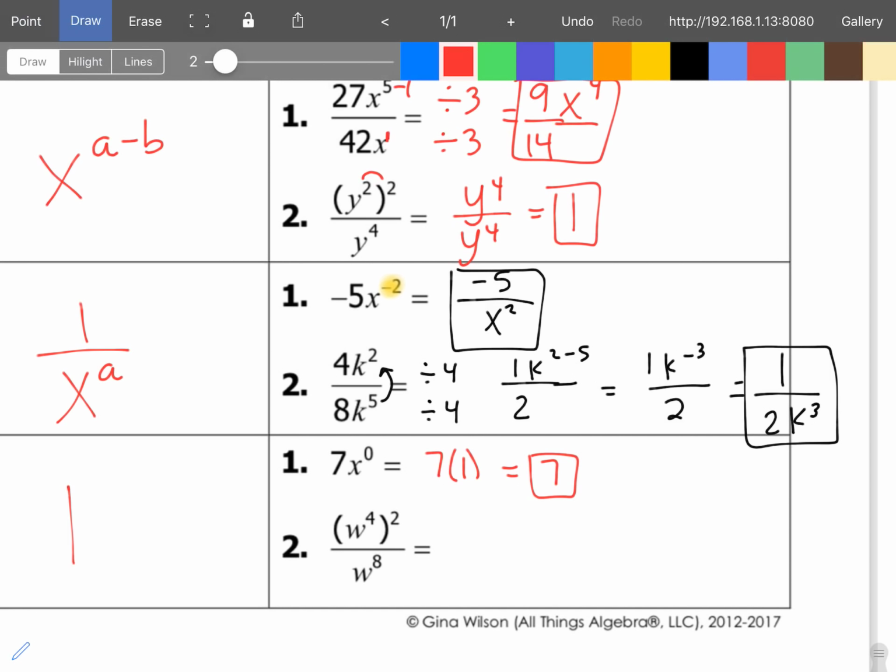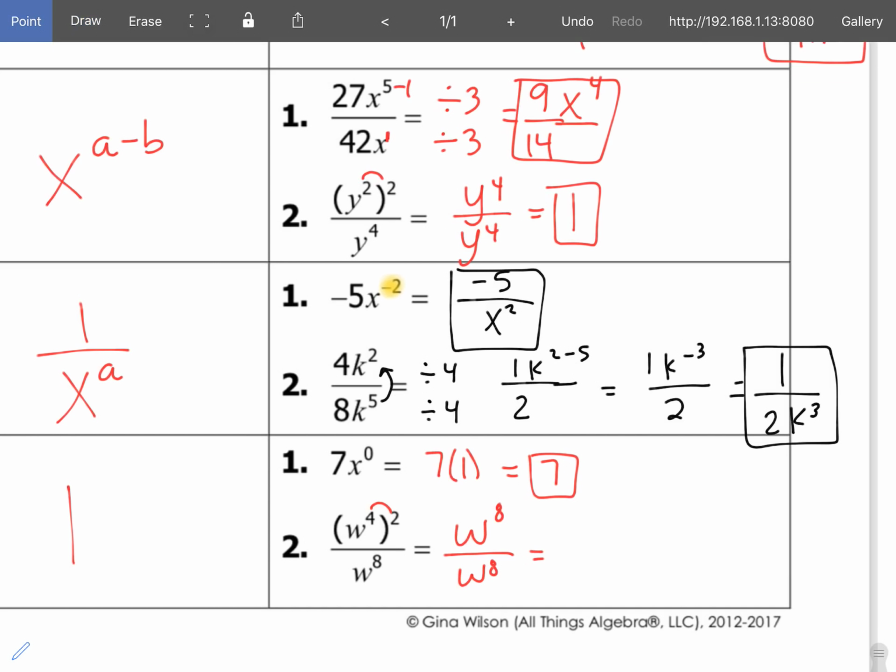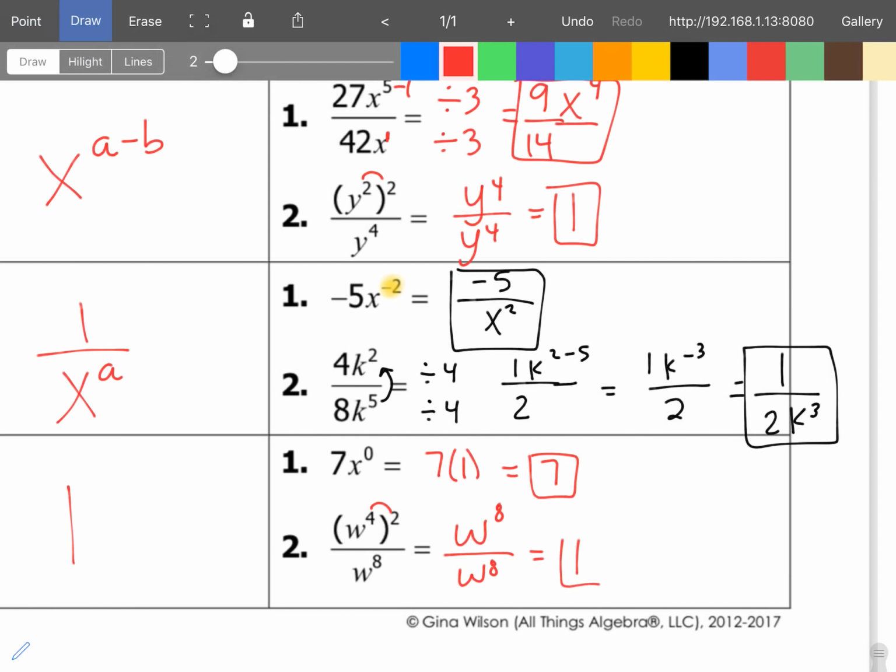Now here, we're going to distribute that 2. So we have w to the 8th, 4 times 2 is 8, over w to the 8th. Remember when we have one thing on top of the same thing, on the numerator and denominator, it just equals 1.